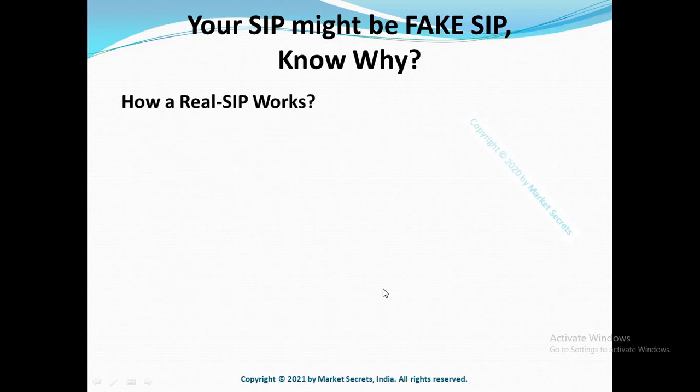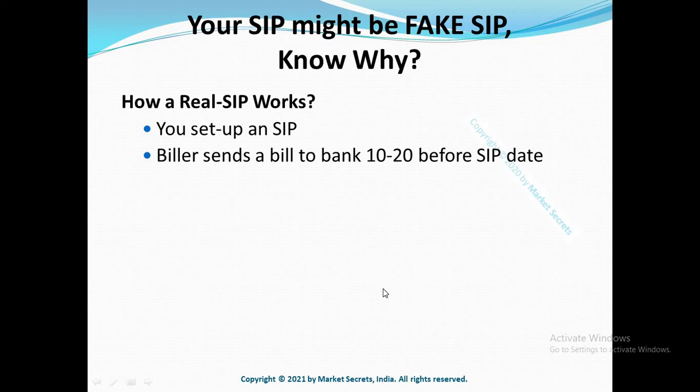So what happens when you set up an SIP? Once you set up an SIP, the biller sends a bill to your bank in advance. This generally happens 10 to 15 days before your SIP date. Assume you have an SIP on the 5th of the month, then about 10 days before, around the 25th of the previous month, your bank would get a bill for the SIP amount from the biller intermediary.